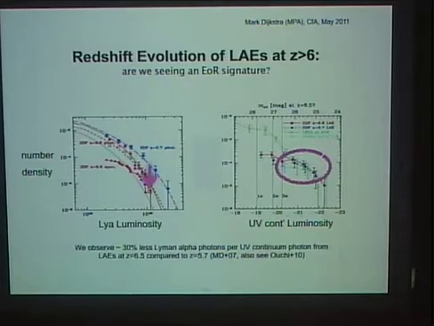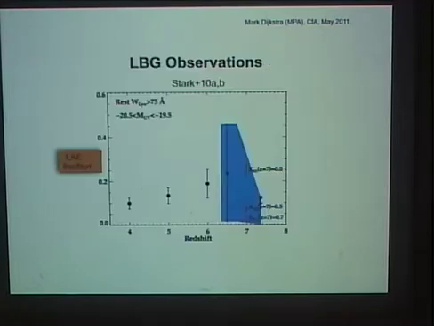If you want to quantify this, and the data has gotten better, what this implies is that for every Lyman alpha photon that you see at redshift 5.7, you only see 0.7 at redshift 6.5 per UV continuum photon. So this basically tells you that the opacity is going up by 30% between 5.7 and 6.5. So it's interesting what that is.